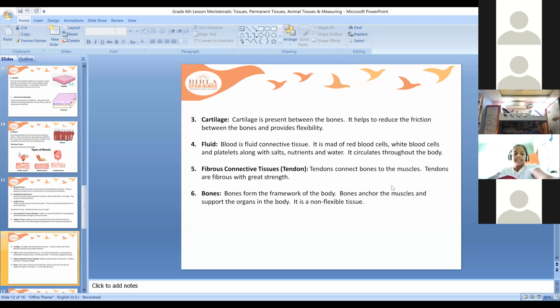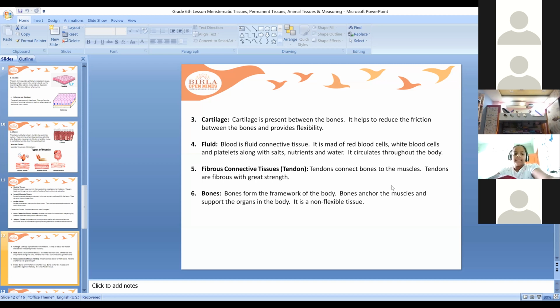Tendons. So fibrous connective tissues are called tendons. Tendons connect bones to muscles. Tendons are fibrous with great strength. Bones form the framework of the body. Bones anchor the muscles and support the organs in the body. It is a non-flexible tissue.